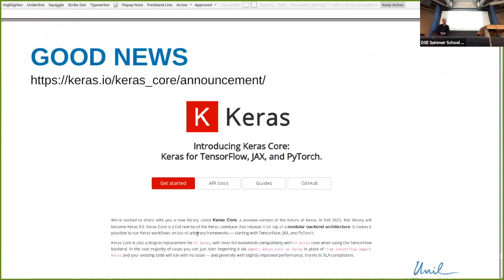And as I said, this is one of the good news: you don't need to marry TensorFlow, Keras or PyTorch. There are starting to be APIs to all of them.